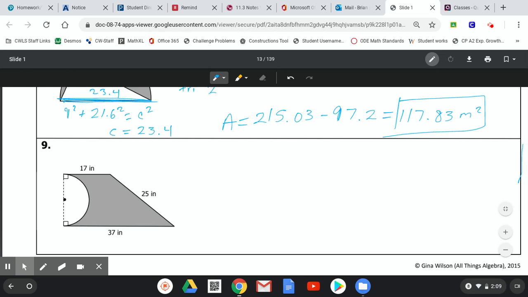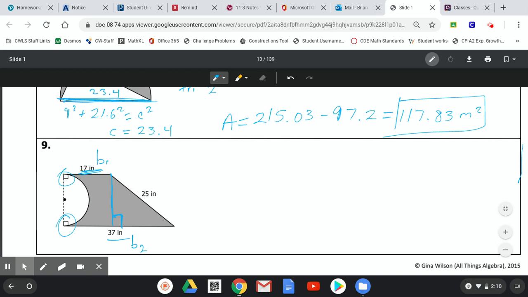Now for this one, we have to find the height of that trapezoid. We know the two bases are 37 and 17. To find the height, I'm just going to make a right triangle right here. Does everyone see that? That's a right triangle. It's going straight down because we have two right angles over here and here, so we can cut that out. Now, let's call the top base base 1, and this can be base 2. So base 1 is 17, base 2 is 37.